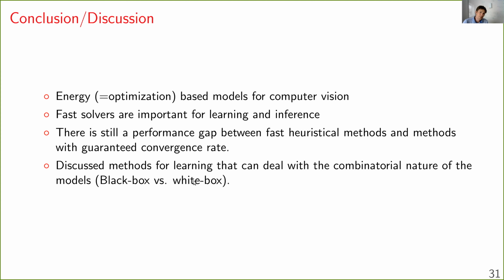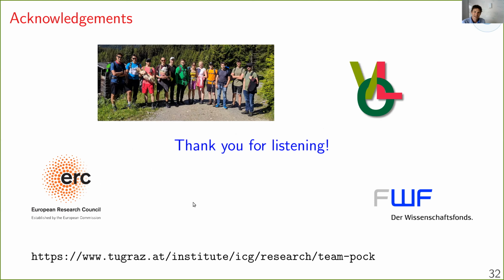I also discussed different methods for learning that can deal with the combinatorial nature of these Markov random fields. One was black box learning, where I computed an upper bound based on marginal rescaling, and the other was unrolling iterations of an algorithm that computes an approximate solution of a Markov random field. With this, I would like to thank you for your attention, and I'm looking forward to your questions.